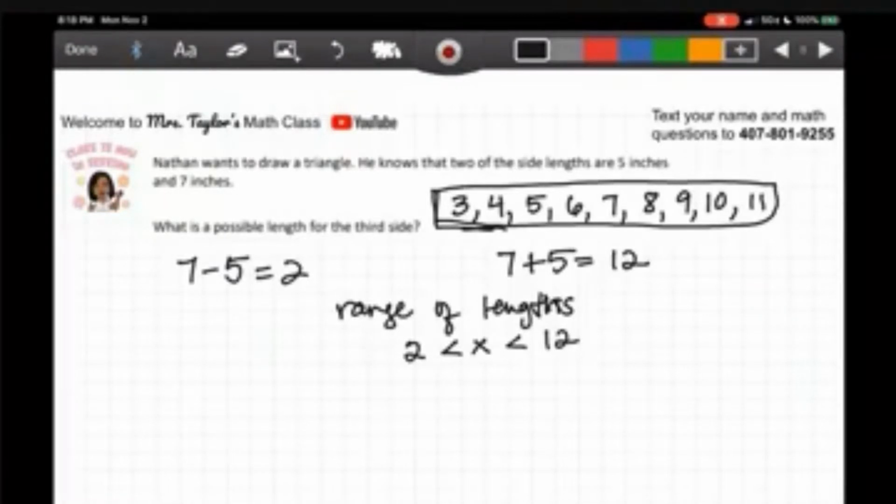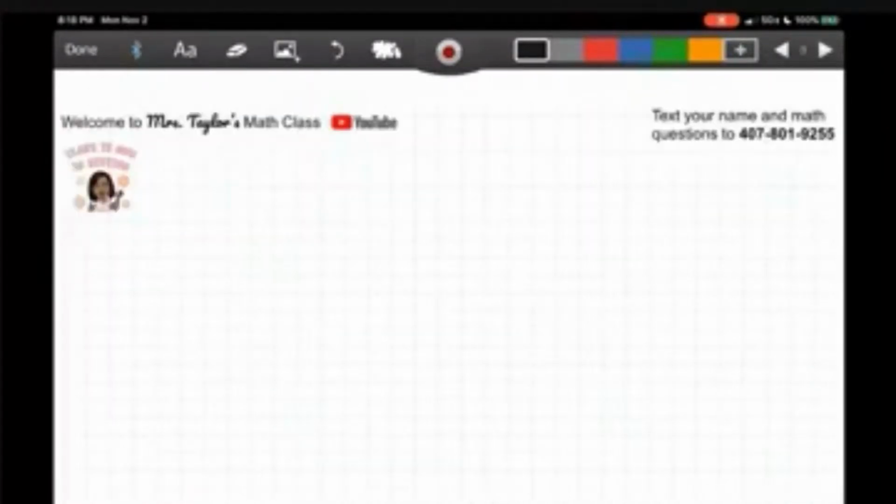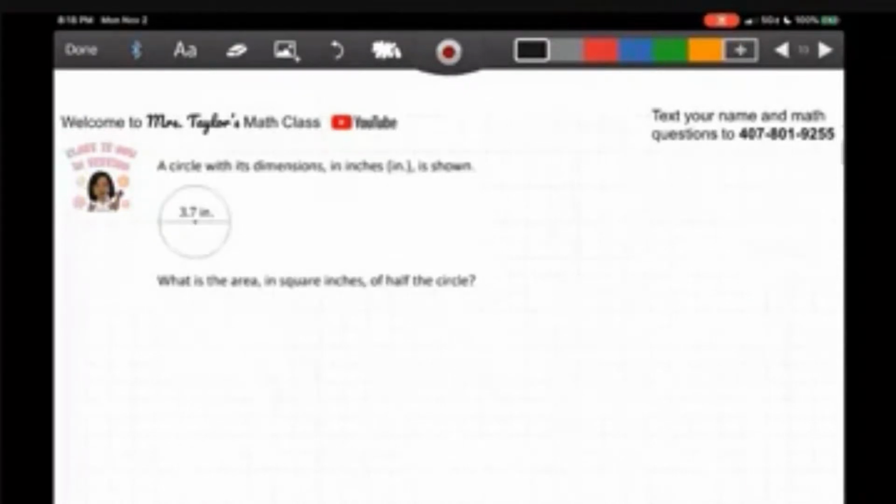Okay, let's go to the next question. So this one says a circle with its dimensions in inches is shown. So we have 3.7 inches, and this is going to be your diameter. So let's go ahead and write that down. My diameter is 3.7 inches. And then it says, what is the area in square inches of the half circle?